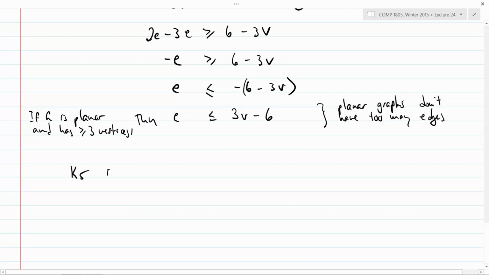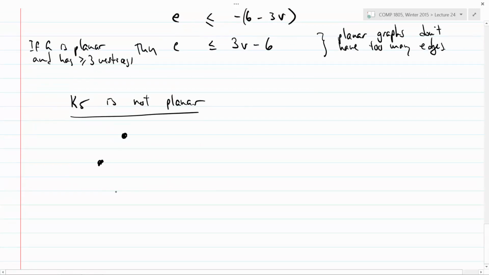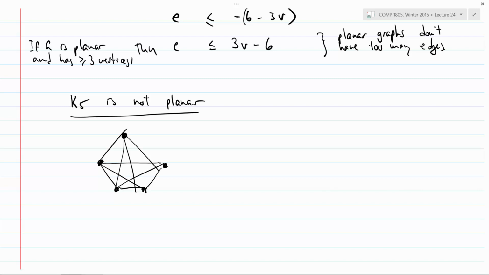The next thing I want to prove is that K5 is not planar. So K5, remember, looks like this. And the claim is that this thing is not planar. And the way we're going to see that is by showing that it violates this theorem we just proved. So how many vertices does K5 have? 5, right? That's why we call it K5. How many edges does K5 have? Okay, let's think about it. 1, 2, 3, 4, 5, 6, 7, 8, 9, 10. It has 10 vertices, or 10 edges, sorry.